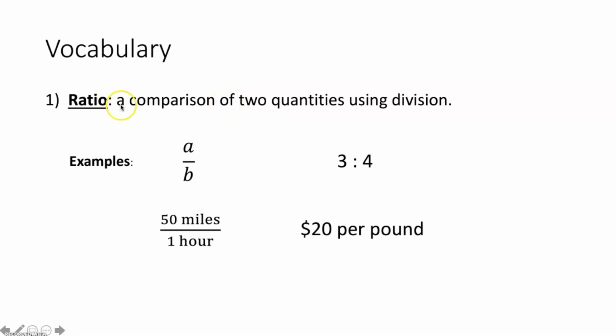First vocabulary term is a ratio. That would be a comparison of two quantities using division. So down here you can see 4 examples of ratios written in different ways. Here we have A over B. Here we have 3 to 4. Here we have 50 miles over 1 hour. Here we have $20 per pound. Each of those represents a comparison of two quantities using division.